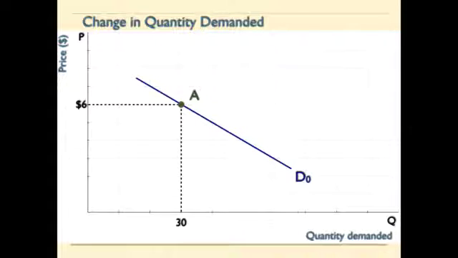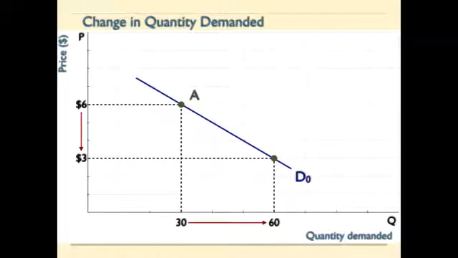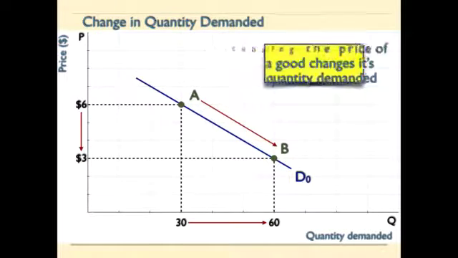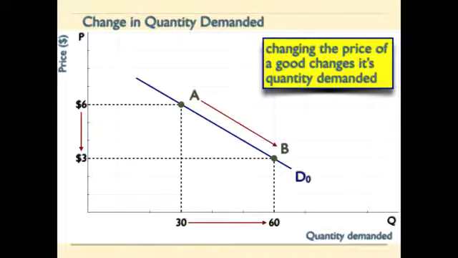Let's say that the price of that 12-pack decreases to $3. We follow that over to the demand curve and down, and that gives us the new quantity demanded of 60. So all we've done by lowering the price of Coca-Cola from $6 to $3 is move from point A to point B. Make sure you remember that changing the price of a good changes its quantity demanded. You're just moving from one point on a demand curve to another point on the same demand curve.